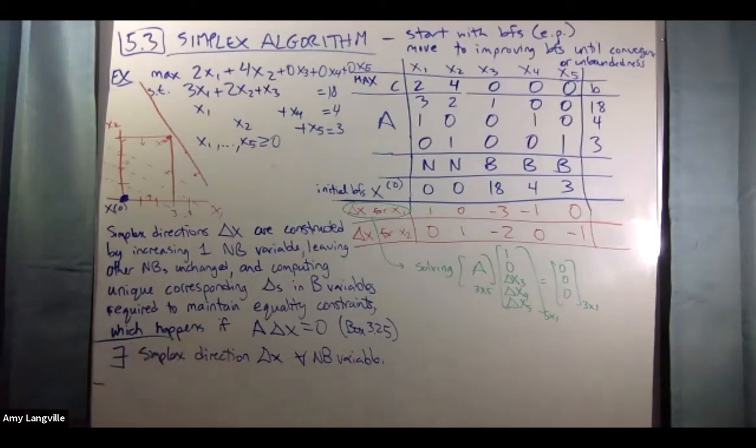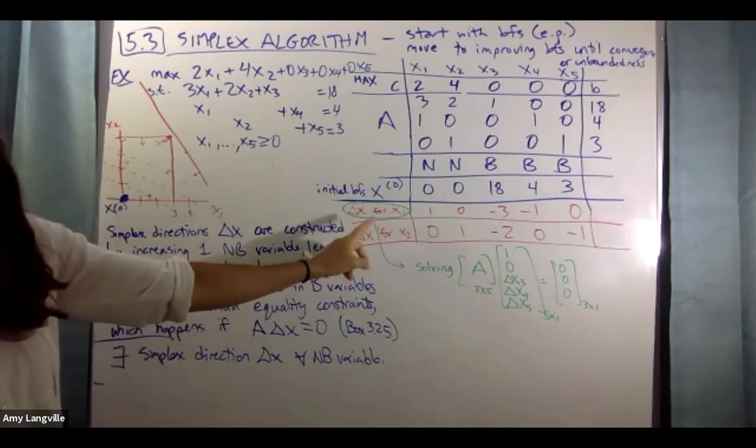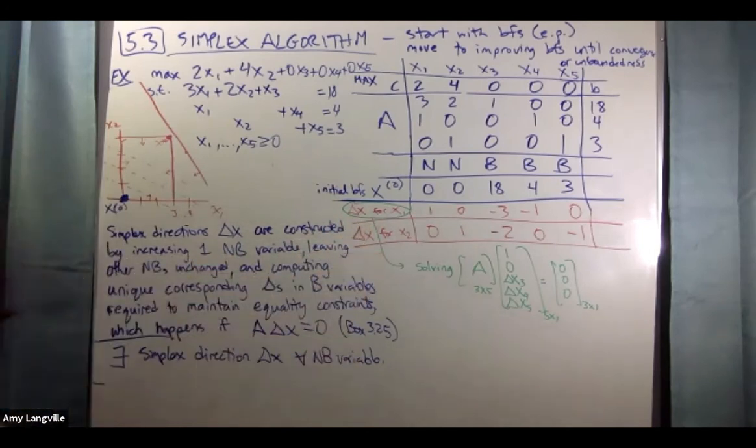And another conclusion from this statement here is that there will be a simplex direction delta x for every non-basic variable that we have. Well, in this problem, there are 2 non-basics. So we're going to have a delta x for x1 and a delta x for x2. We can compute both of those, and we will, and we'll see which one is improving or most improving, right? We need it to be an improving direction.